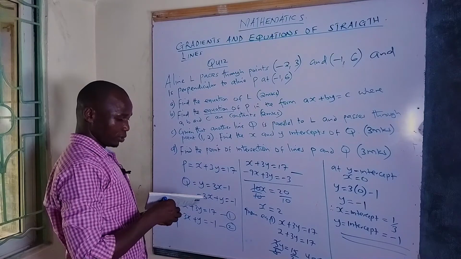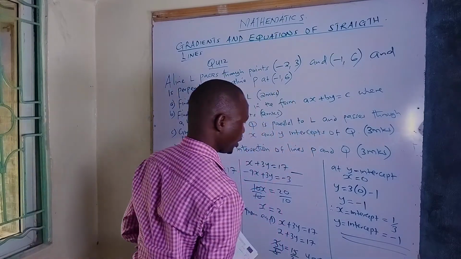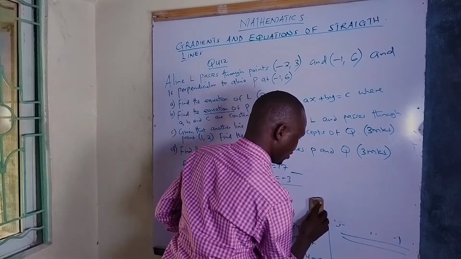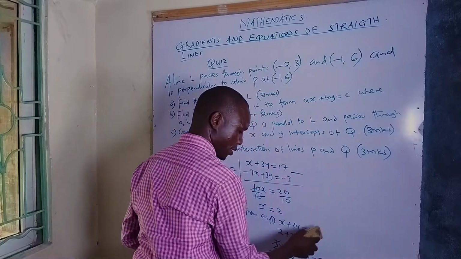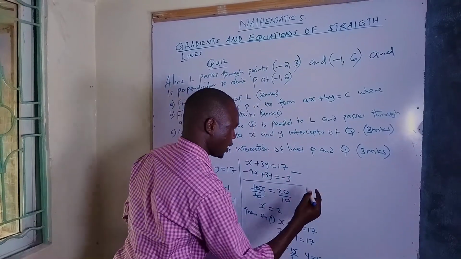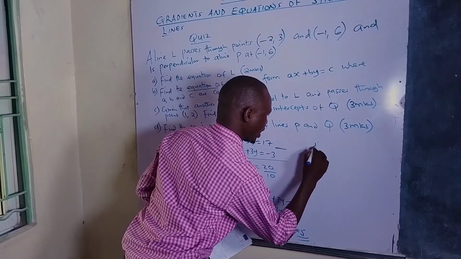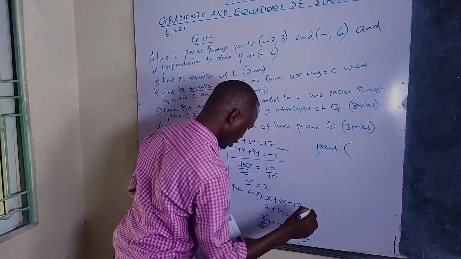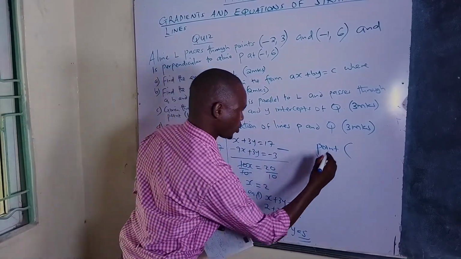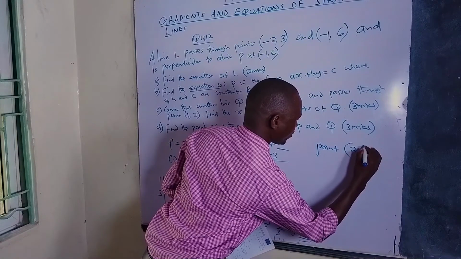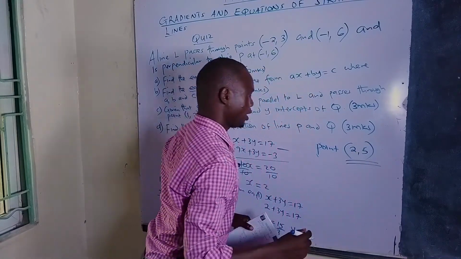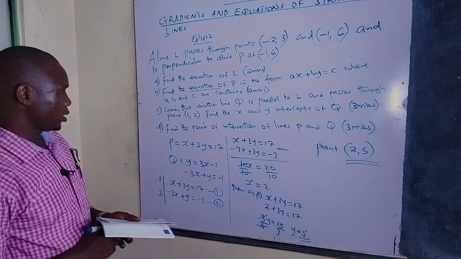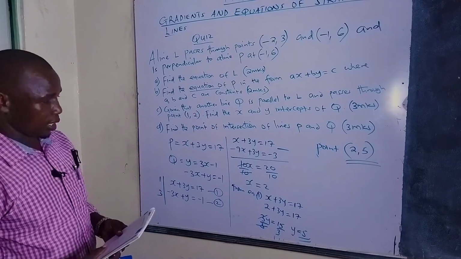So to get the point of intersection, you combine the value of x and y and express them as a pair of coordinates. That is, the point we are looking for is x equals 2 and y equals 5, and that is the point of intersection between lines P and Q.